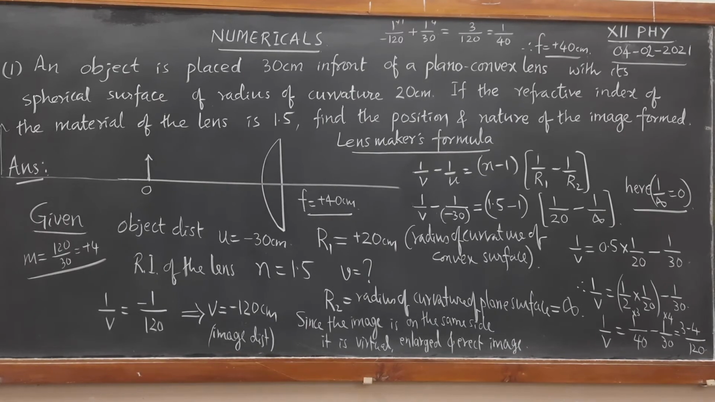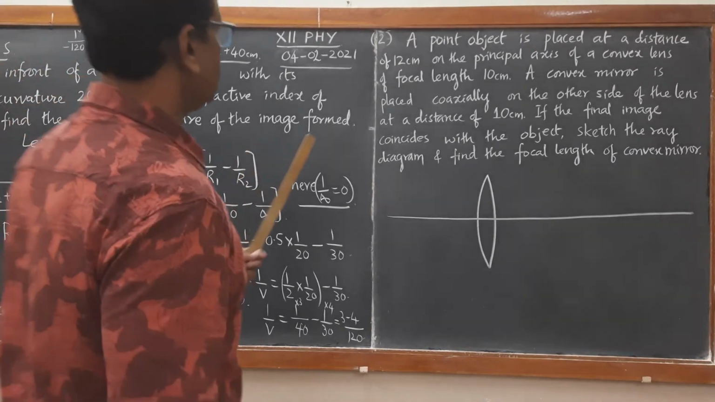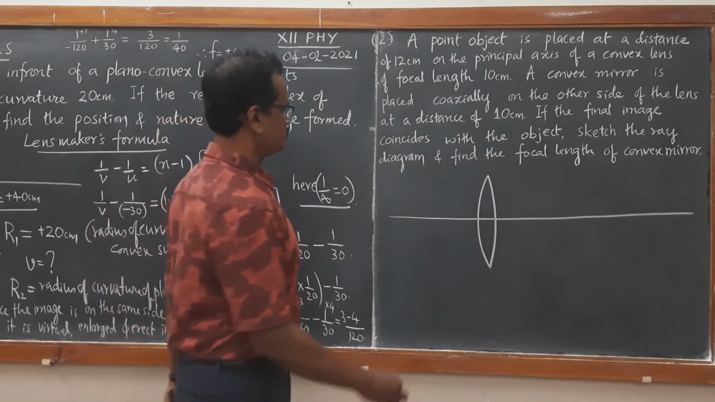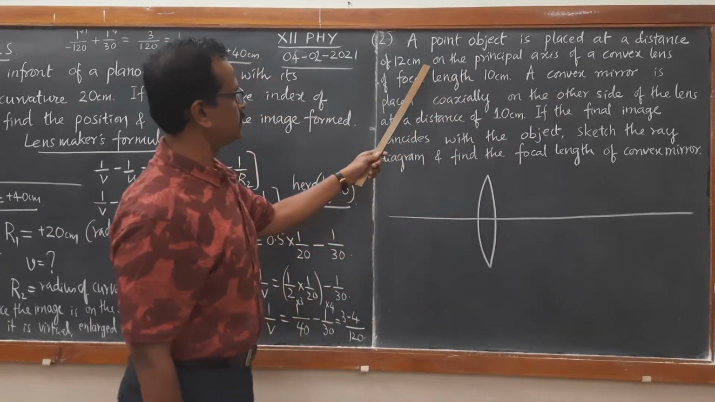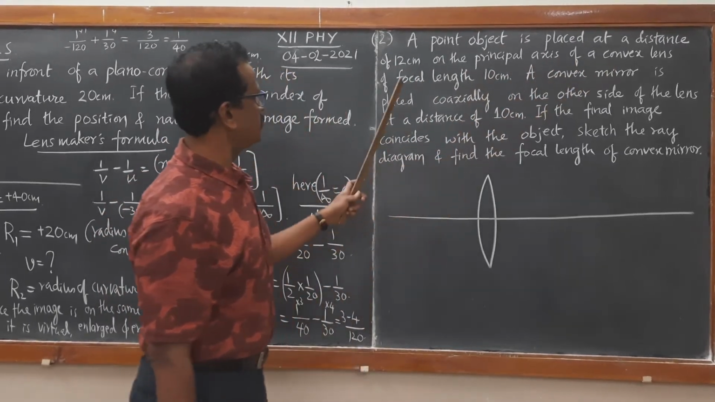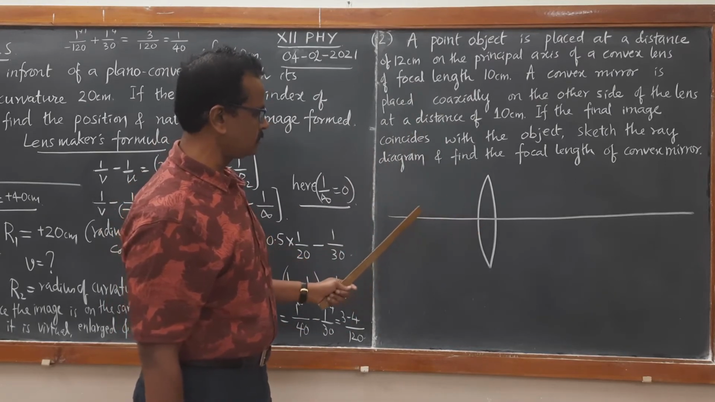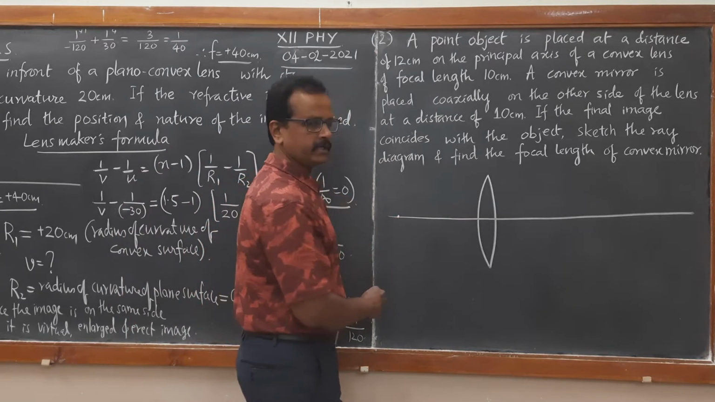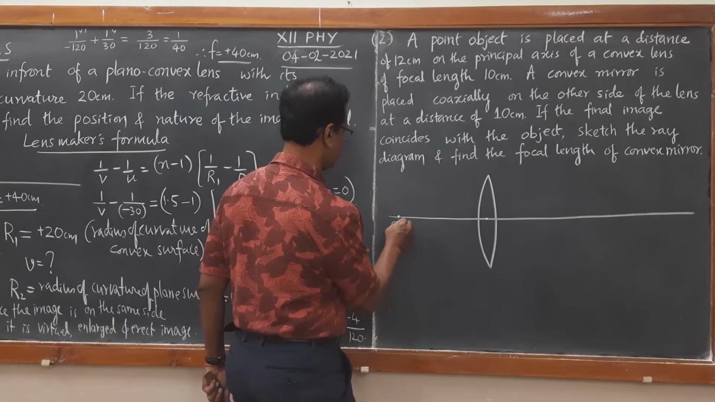This is another problem. A point object is placed at a distance of 12 centimeter on the principal axis of a convex lens of focal length 10 centimeter. Suppose this is a convex lens of focal length 10 centimeter. A point object is placed at 12 centimeter from the convex lens. This is point object O.